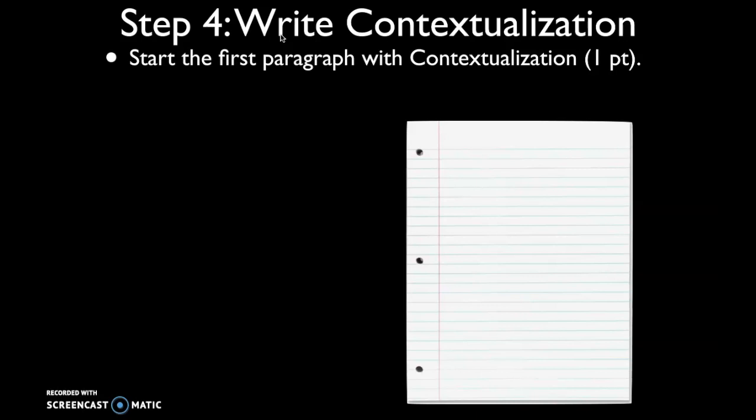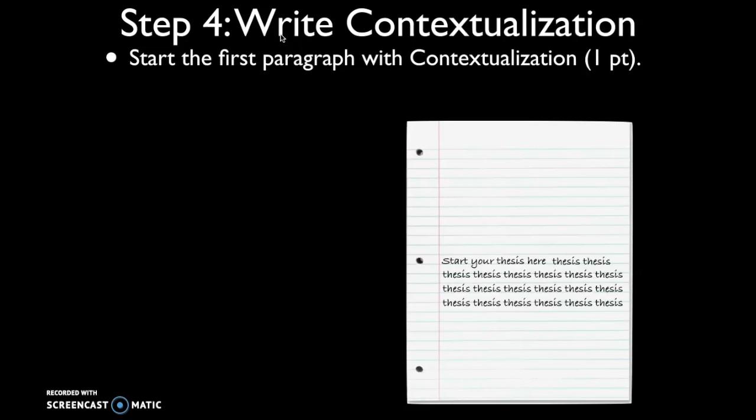All right, step 4 after you've written your thesis, I think, is to logically go back and write contextualization. So you're going to start your first paragraph, your intro paragraph, with contextualization. It is worth 1 point on the DBQ rubric. I always think logically that it makes more sense to start your essay with thesis, so I would encourage you, when you actually are writing this, to skip down to about halfway or two-thirds of the way down your first page and then write your thesis first. I think logically that makes sense because it's building off the brainstorming that you've just done.